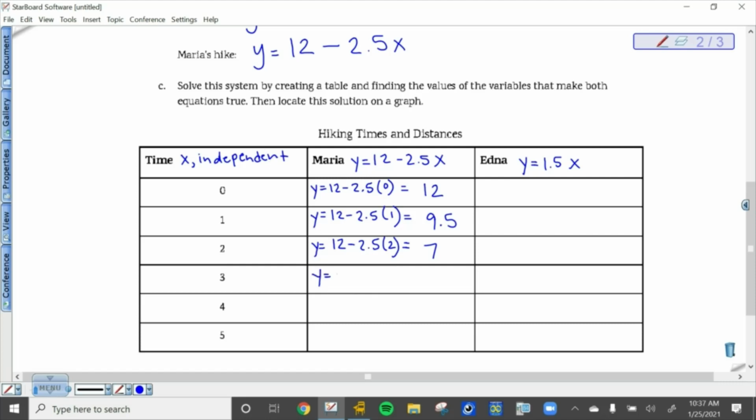Then we get y equals, for 3 hours, y equals 12 minus 2.5 times 3. Yeah, this one's 4.5. So we just keep going down by 2.5. After 4 hours, we get y equals 12 minus 2.5 times 4. What does that give us?